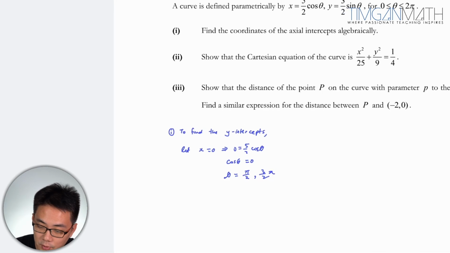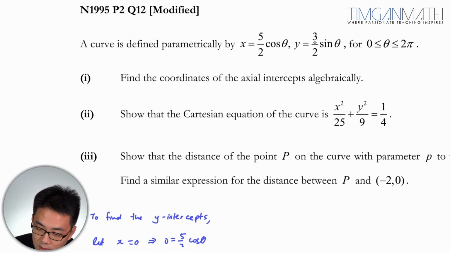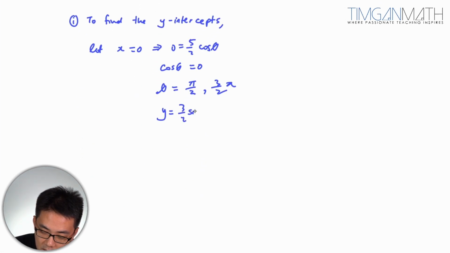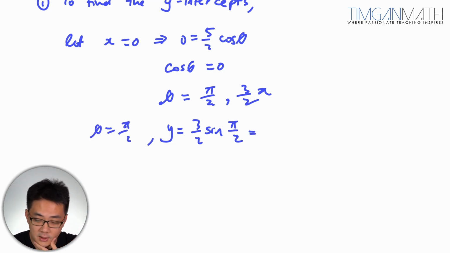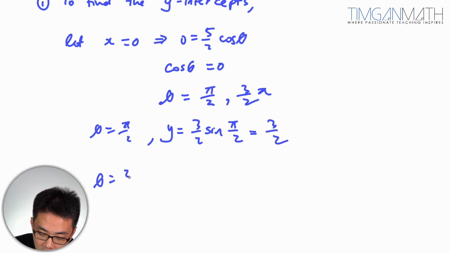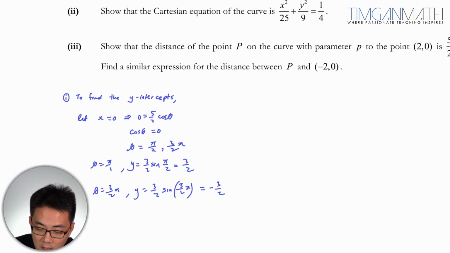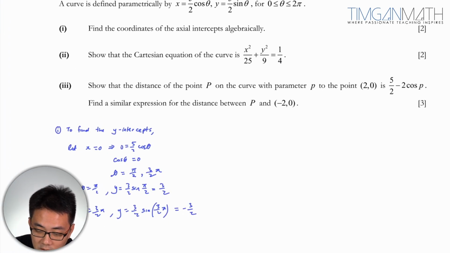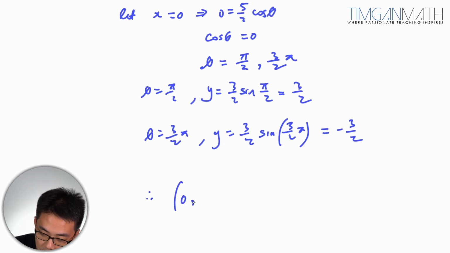So when theta is pi over 2, we can find what y is. Y would just be, substituting this in, 3 over 2 sine pi over 2. Sine 90 is 1, so this is 3 over 2. And when theta is 3 over 2 pi, y equals 3 over 2 sine 3 over 2 pi, that will be negative 3 over 2. So the coordinates of the y-intercepts are 0, 3 over 2 and 0, negative 3 over 2.